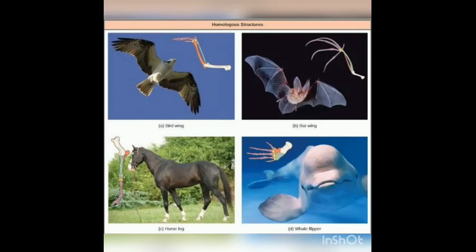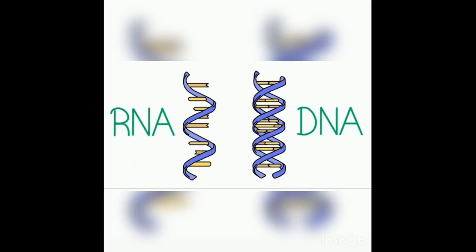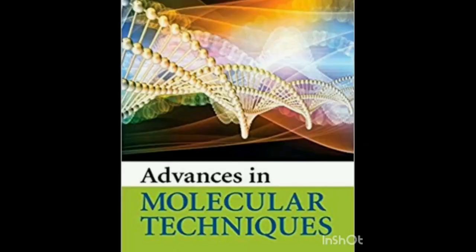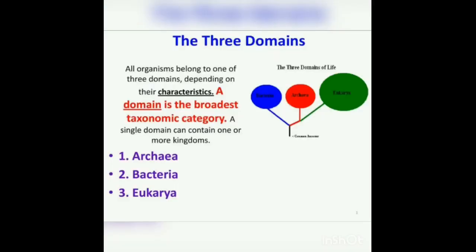Classification has come a long way and now takes into account even molecular level DNA and RNA identification. Molecular level is nothing but DNA and RNA. The advancement in molecular techniques and biochemical tests have led to a new classification, the three-domain classification. This is a very important question, a 5-mark question.